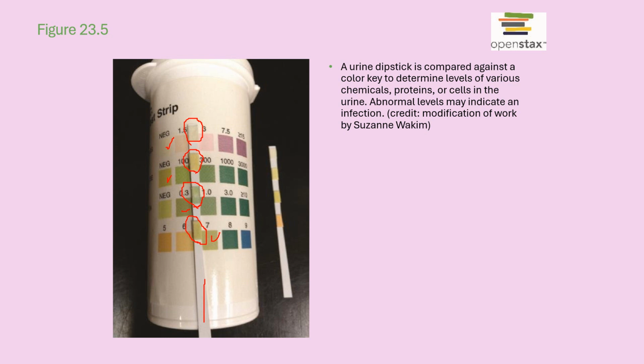So you can test on there for things. Are there proteins? Is there glucose? You test for the pH. You can test for, is there blood in the sample? So there's a whole list of different things you can test for. You know what the normal ranges for each of those tests should be. So if it's an abnormal range, okay, let's see what's going on.